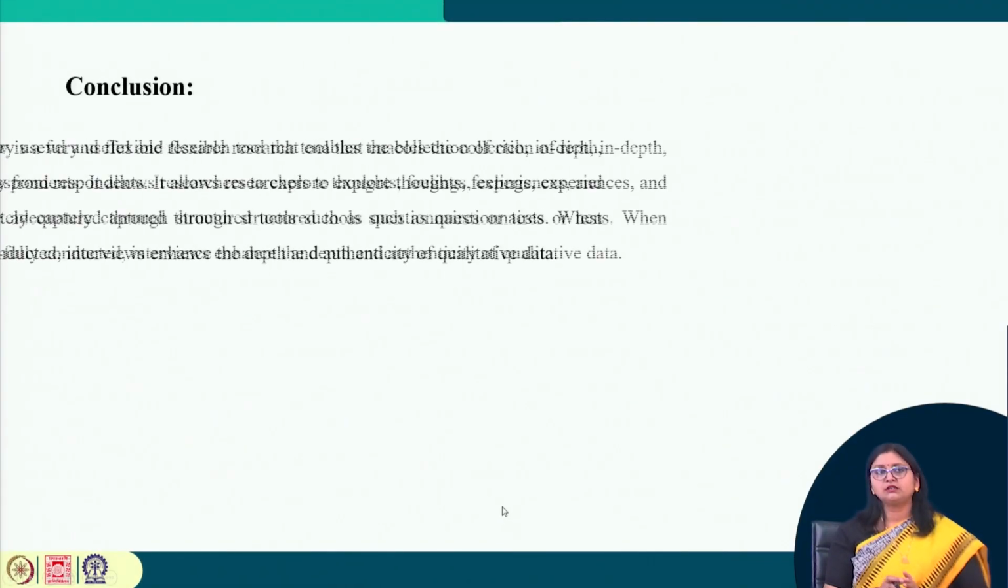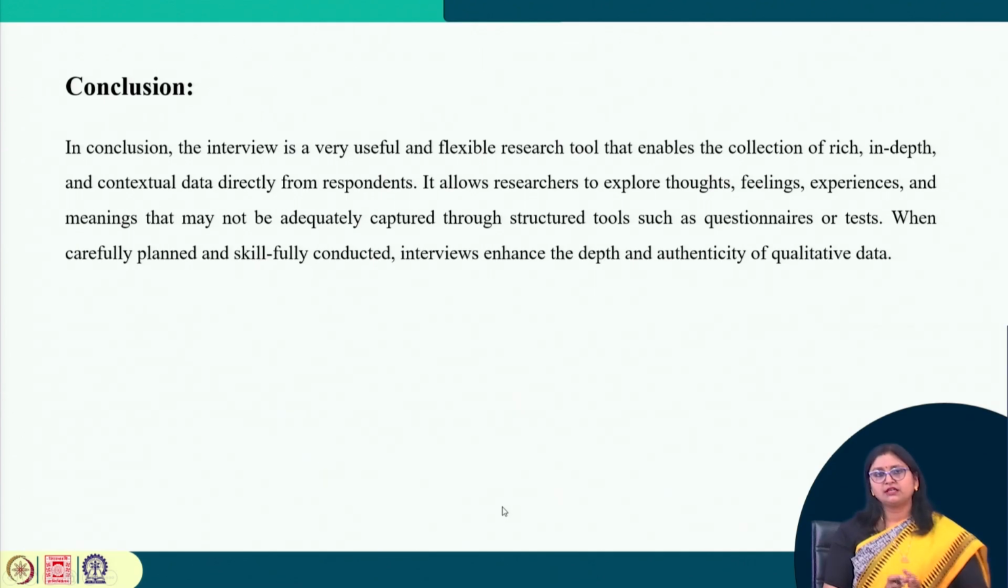Now, the conclusion. In conclusion, we can say that the interview is a very useful and flexible research tool that enables the collection of rich, in-depth and contextual data directly from the respondents. So, it provides primary data. It allows researchers to explore thoughts, feelings, experiences and meanings that may not be adequately captured through structured tools such as questionnaires or tests.